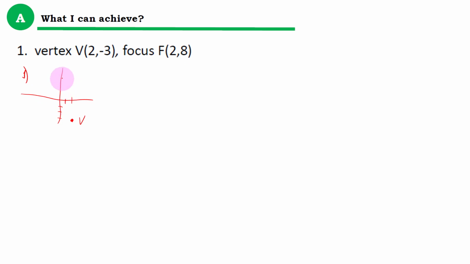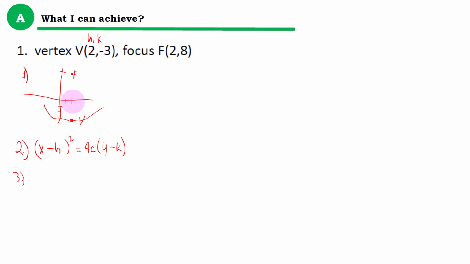Nandito banda yung ating focus. Ayan. So, 2, 8, kunwari. So, ibig sabihin, ang ating equation ay opens upward, kasi nandito yung ating focus. Number 2, kailangan natin identify yung equation niya. Ang format ng ating vertex ay h, k. So, ang gagamitin natin is x minus h, quantity squared, is equal to, opens upward, so magiging 4c times y minus k.